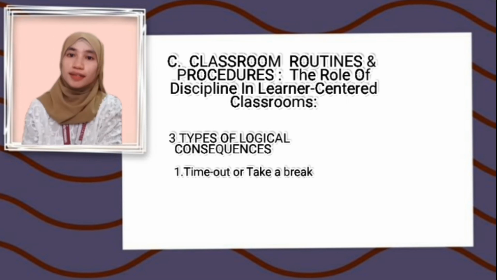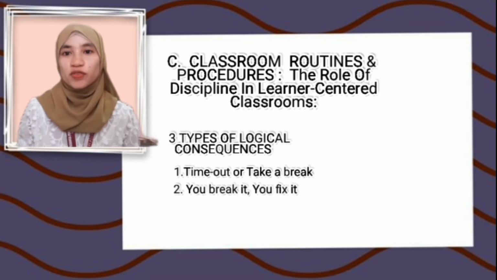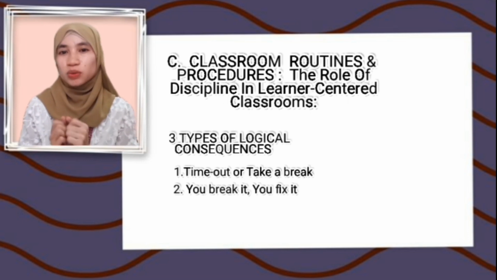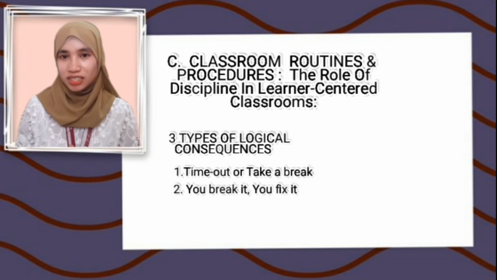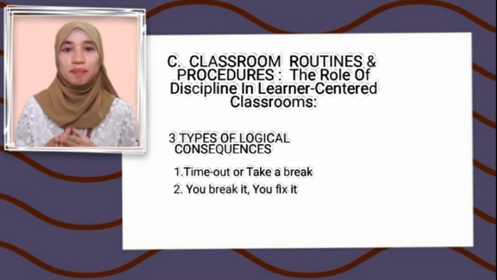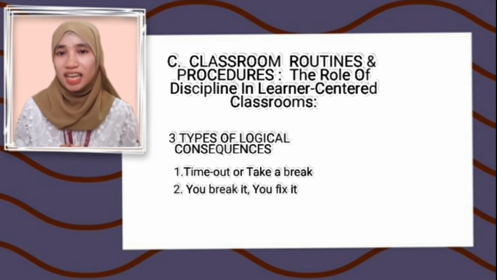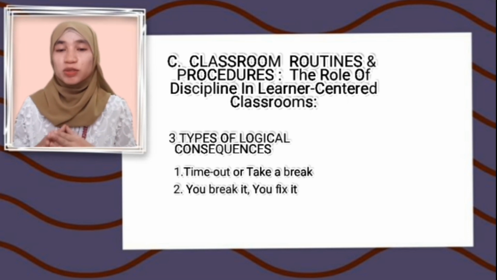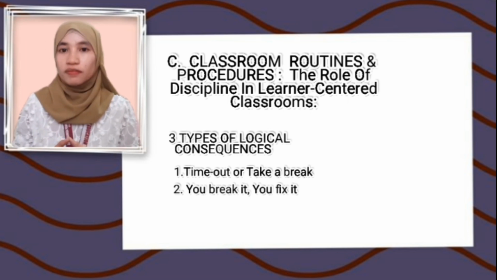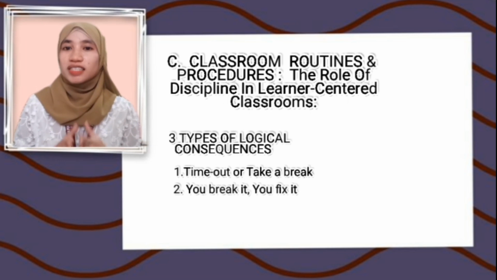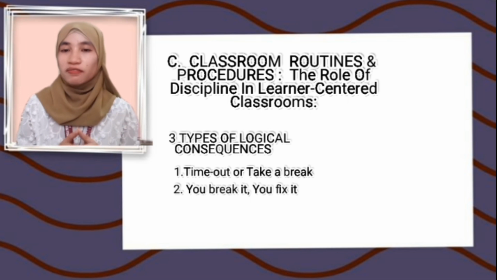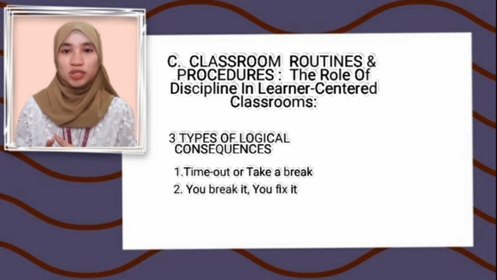And the second one is you break it, you fix it. Use this type of logical consequence when you see an opportunity for a student to solve a problem they caused. When something has been broken, feelings have been hurt, or a mess has been made, whether accidentally or intentionally, the consequence is that the one responsible for the problem takes responsibility for fixing it. For example, one child accidentally knocks into another on the playground. She stops, apologizes, and offers to help the other child.